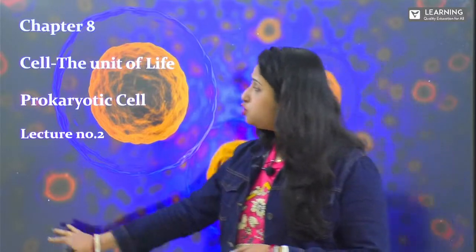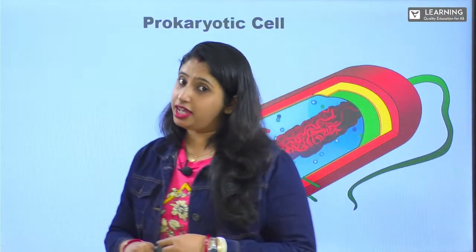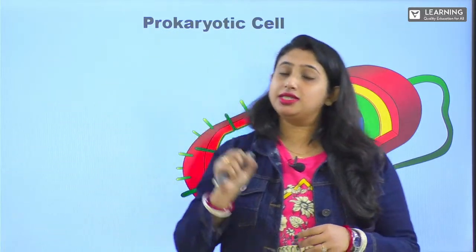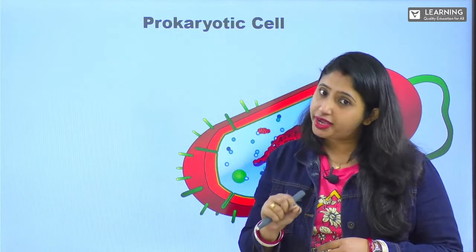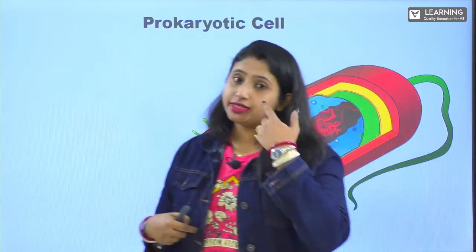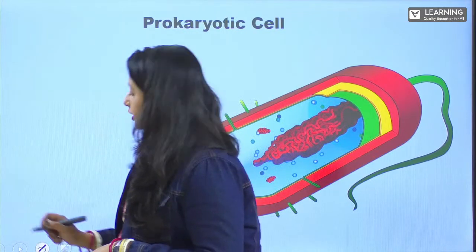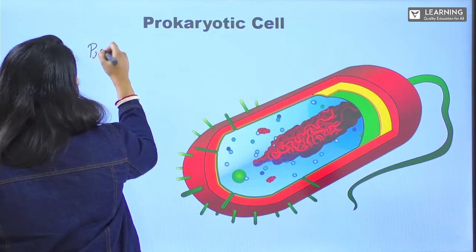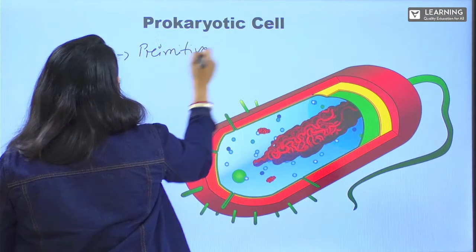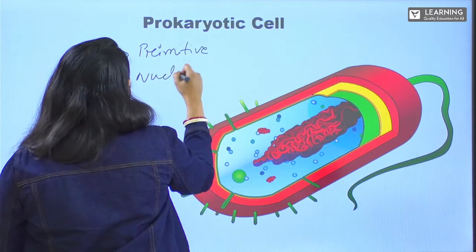So in today's class, we are going to learn in detail about the prokaryotic cell, and this is your lecture number 2. What do you mean by prokaryotic cell? As we already discussed in the last class, prokaryotes are the primitive cells, that is the bacteria and cyanobacteria. What does pro mean? Pro means primitive, and karyon means nucleus, right? So they have the primitive nucleus.